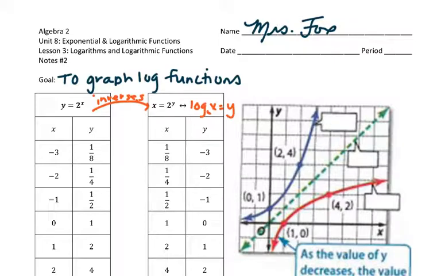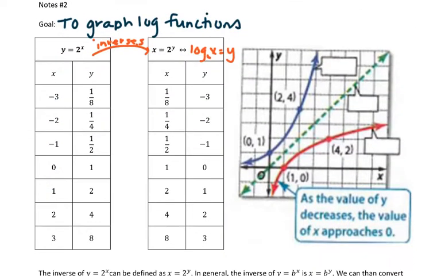For the left one, you should already know how to have come up with this table. Over here, y equals 2 to the power of x. We plug in negative 3 through 3 for your x values. When you plug in negative 3, 2 to the negative third is 1/8, 2 to the negative second is 1/4, 2 to the negative first is 1/2, and 2 to the power of 0 is 1. So you know where this table comes from, right?